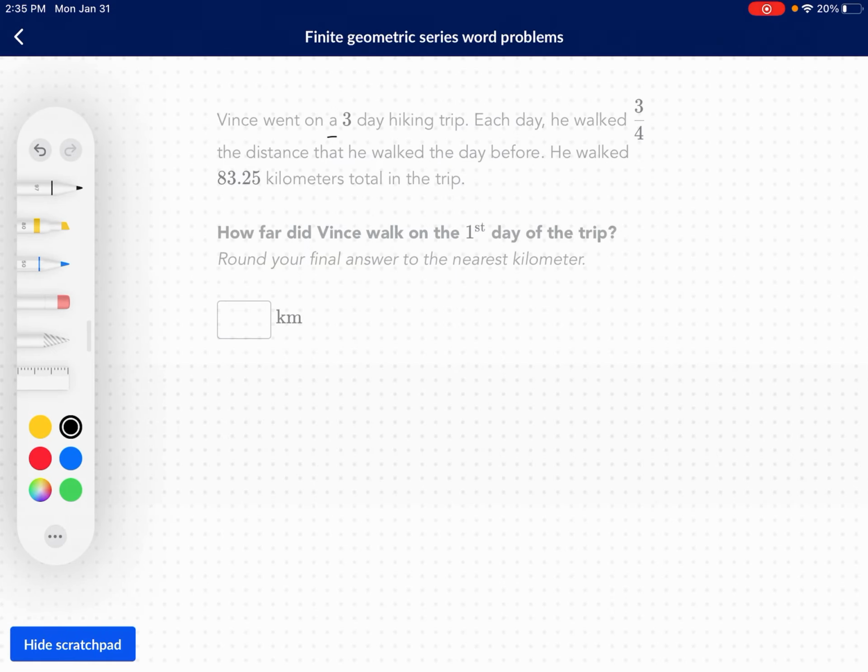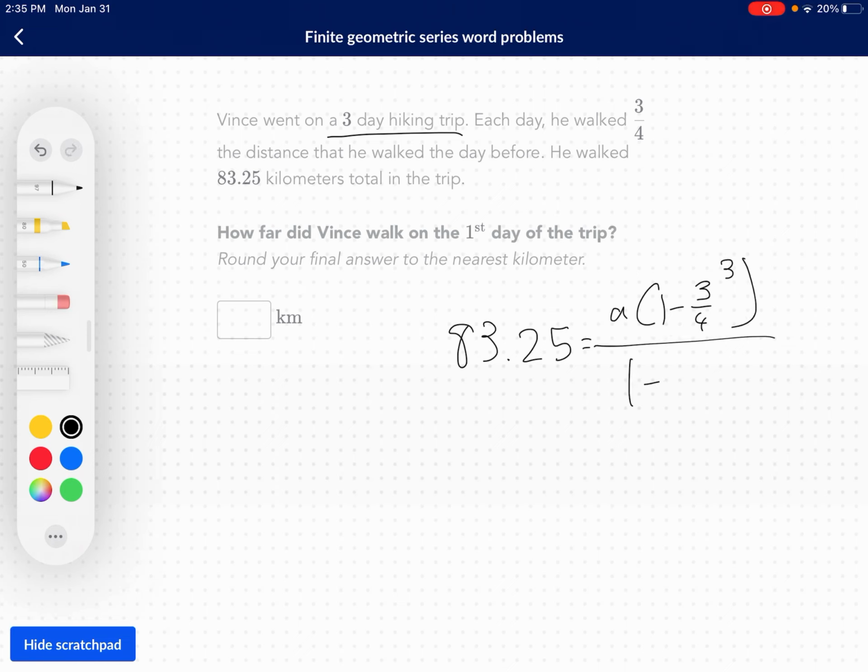Okay, this is the same thing. 3-day hiking trip. Total of 83.25 was the initial term, 1 minus the common ratio 3/4, of the distance that you walked the day before. So 3/4. There are 3 days, so you would raise it to the third power, and you do 1 minus the common ratio. Solve. You can divide 83.25 by 0.25 to get 333.